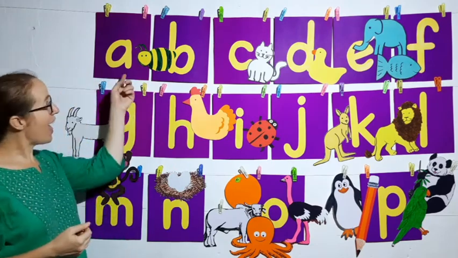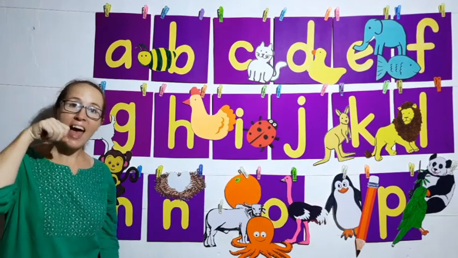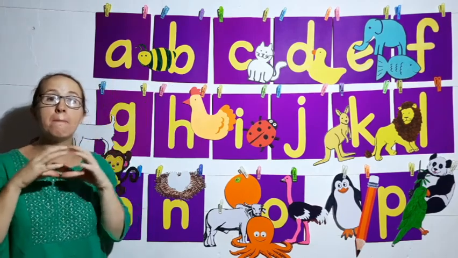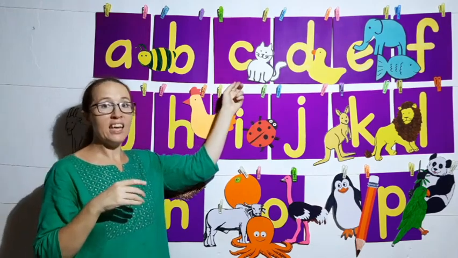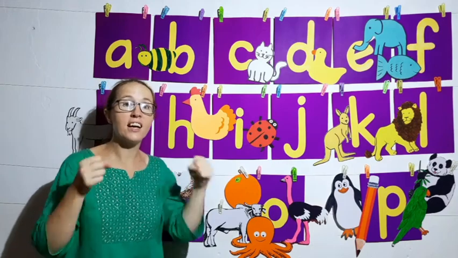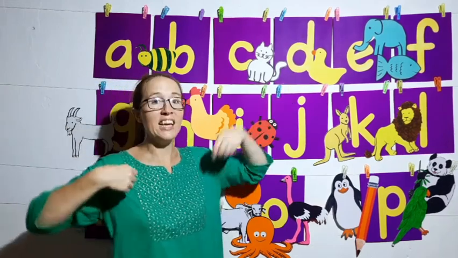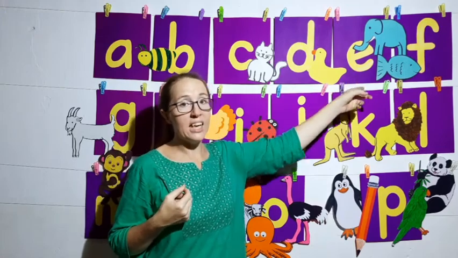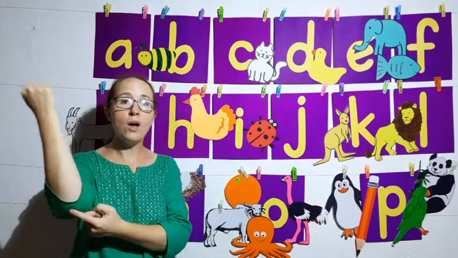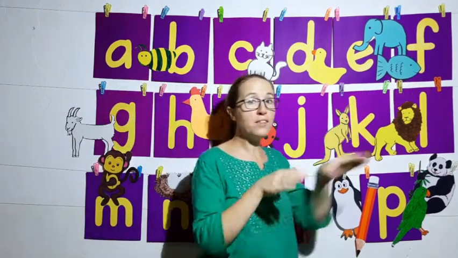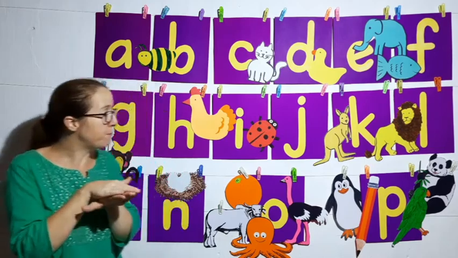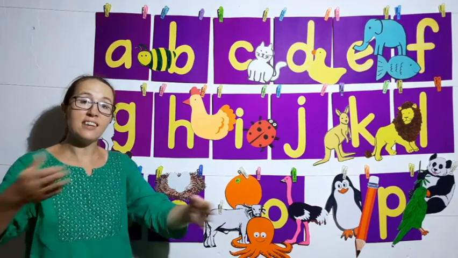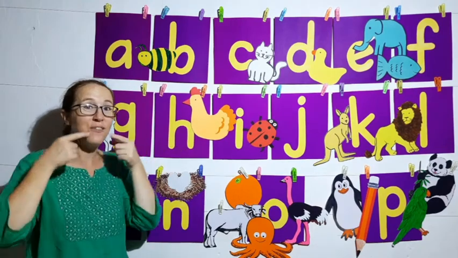Sing with me. A is for apple. B is for bubble. C is for car. D is for duck. E is for elbow. F is for fish. G is for gate. H is for happy.